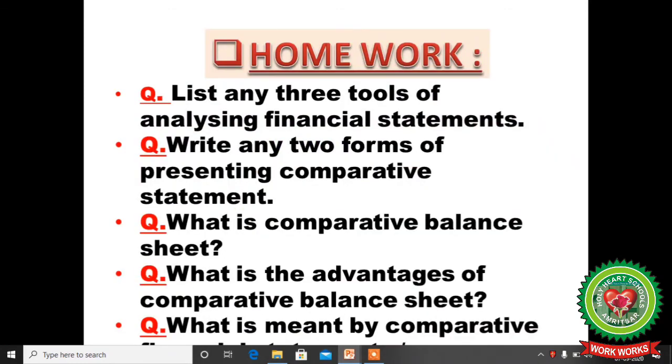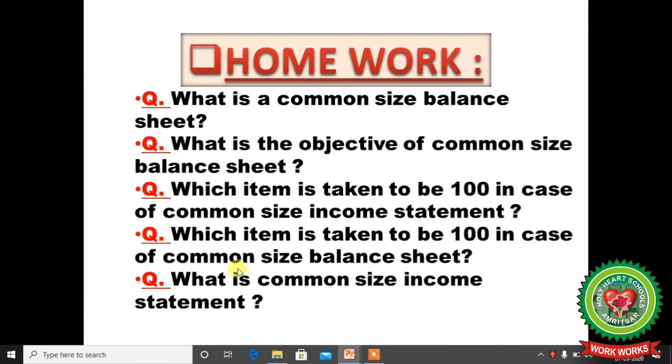Now it's time for homework. List any three tools of analyzing financial statements. Number 2, write any two forms of presenting the comparative statement. Number 3, what is a comparative balance sheet? Number 4, what is the advantage of the comparative balance sheet? What is meant by comparative balance sheet? Then what is a common size balance sheet? What is the objective of the common size balance sheet?